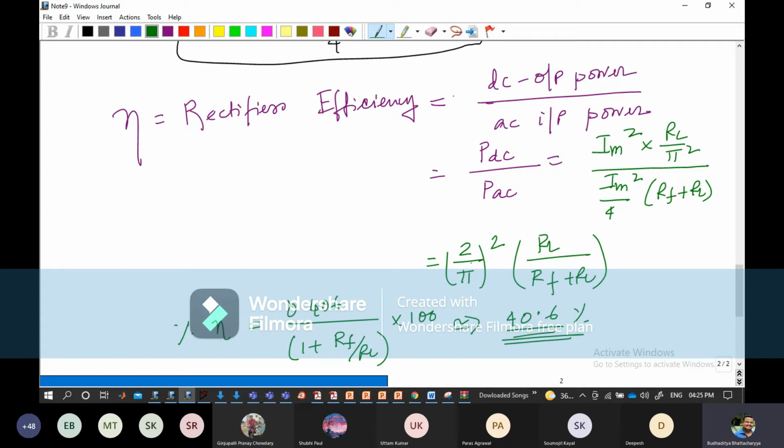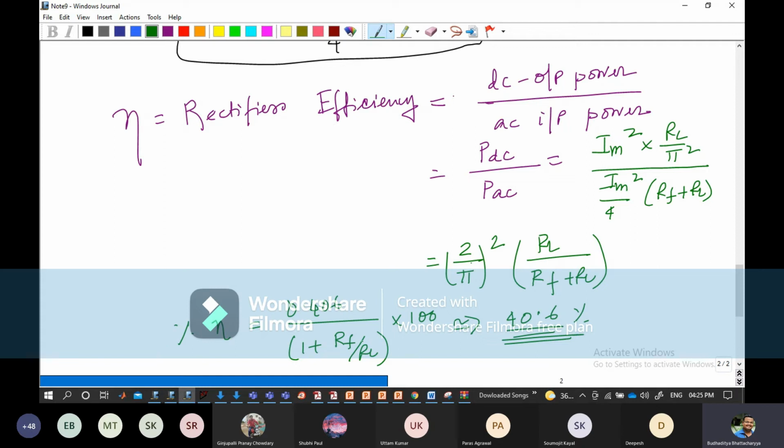So as I said already in the previous few classes, the half-wave rectification gives us an efficiency of around 40.6%, which is very, very low. If you observe, out of 100%, 60% is loss, so the total efficiency is not that good at all. So if RF by RL, like usually RL will be greater than this, we can write.